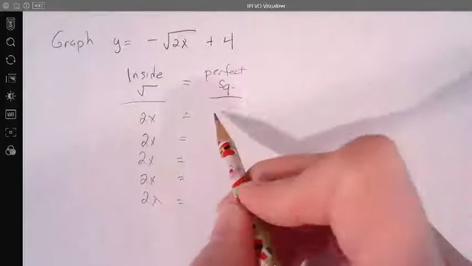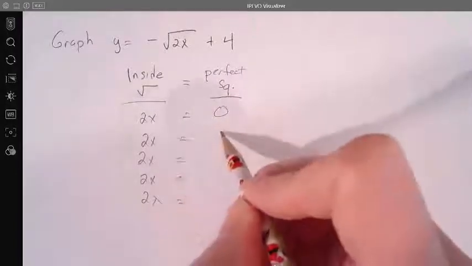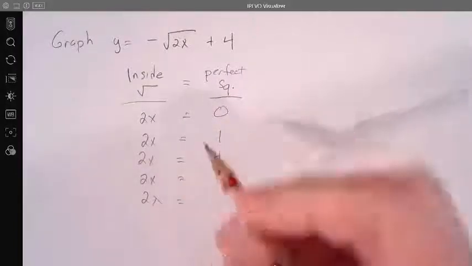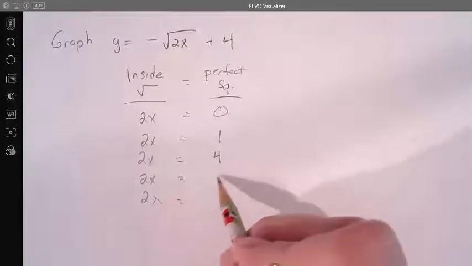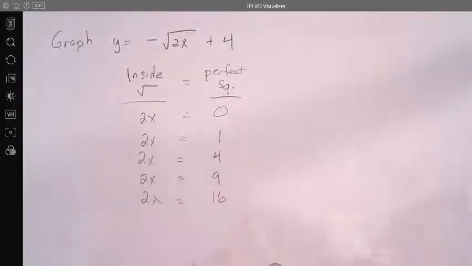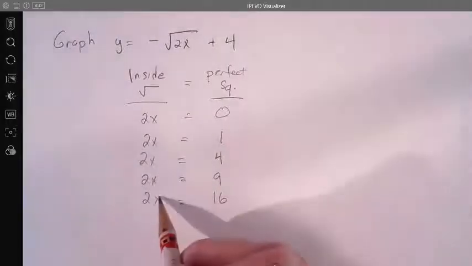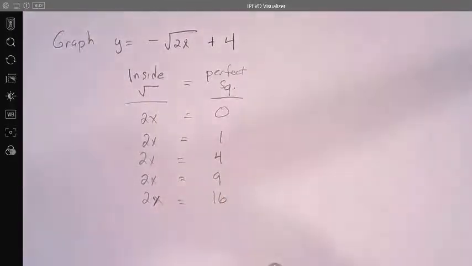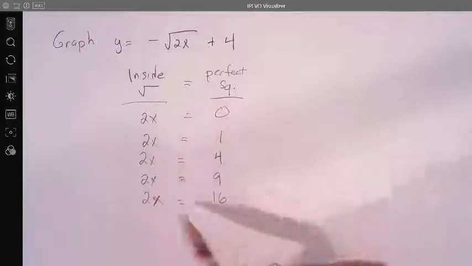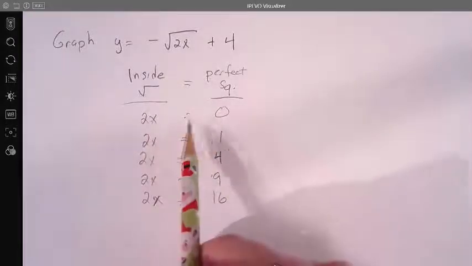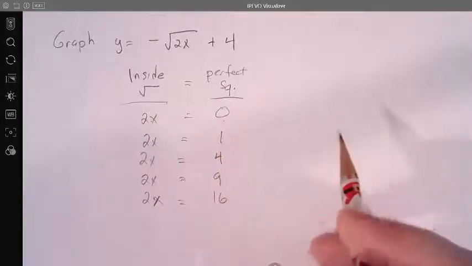Perfect squares: 0 squared would be 0, 1 squared would be 1, 2 squared would be 4, 3 squared would be 9, 4 squared would be 16. We could keep going, but honestly, if you get 5 points plotted, you've done pretty well. So I would set up every problem in this manner. Whatever's inside the square root, force it to equal a perfect square.